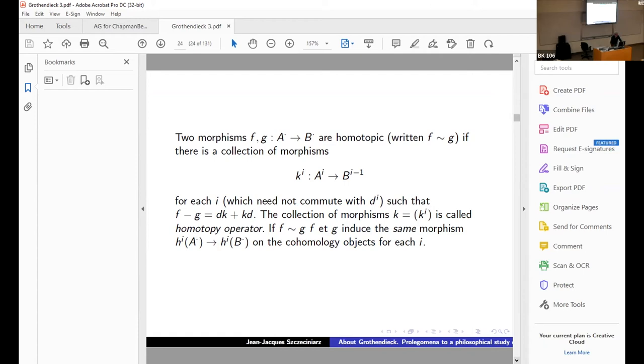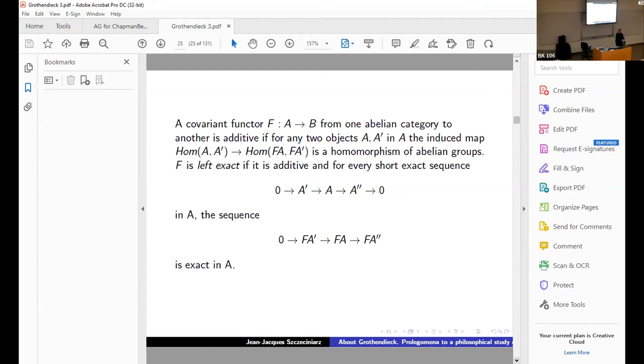And so you have a covariant functor F from one abelian category A to another B. It is additive if for any two objects A and A prime in A, the induced map on Hom(A, A prime) to Hom(FA, FA prime) is a homomorphism of abelian groups. F is left exact if it is additive and for every short exact sequence 0 to A prime to A to A double prime to 0, the same sequence with F applied is exact in B.